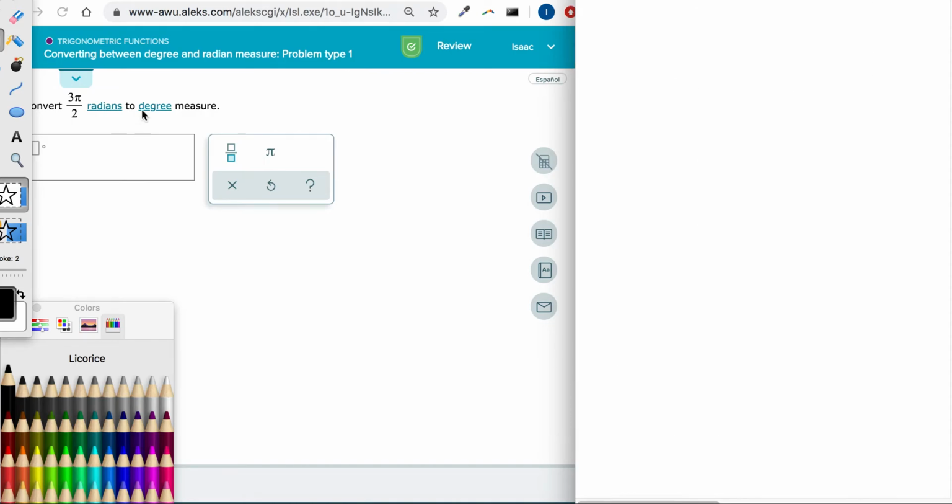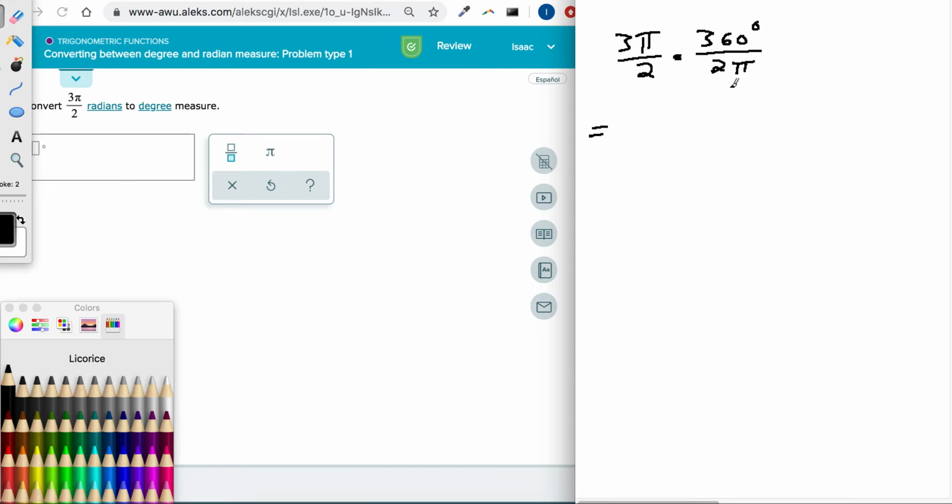So to make the conversion, what you can do is take 3 pi over 2, and we need to convert that to degrees, so you can multiply it by this conversion factor, 360 degrees over 2 pi. Now think about this. This is 1, right? Based on what I just said, 360 degrees is one whole circle, and 2 pi in radians is one whole circle. So I'm not changing the problem. 3 pi over 2 times 1 is still going to be 3 pi over 2. Just the units are going to cancel out. So to convert from radians to degrees, I'm going to multiply by 360 over 2 pi.